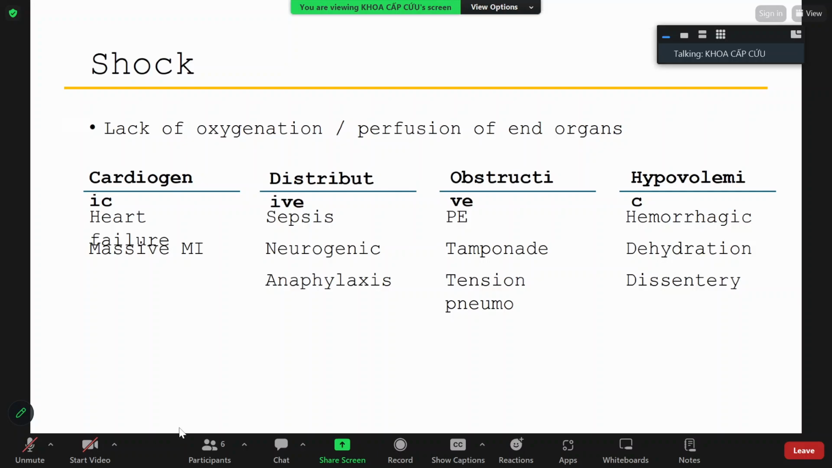And then distributive shock, most commonly, and probably the most common cause of shock that we see in our emergency department and probably most emergency departments around the world, is sepsis.